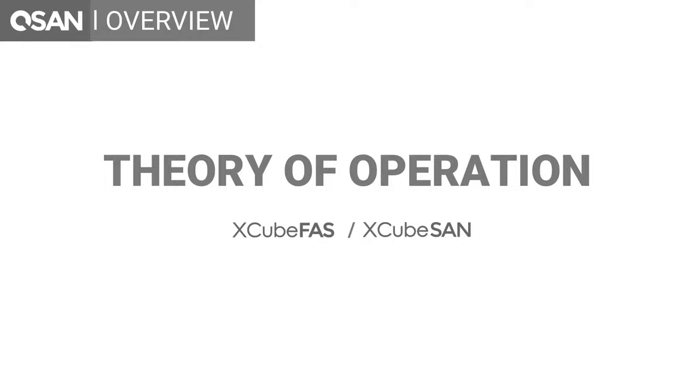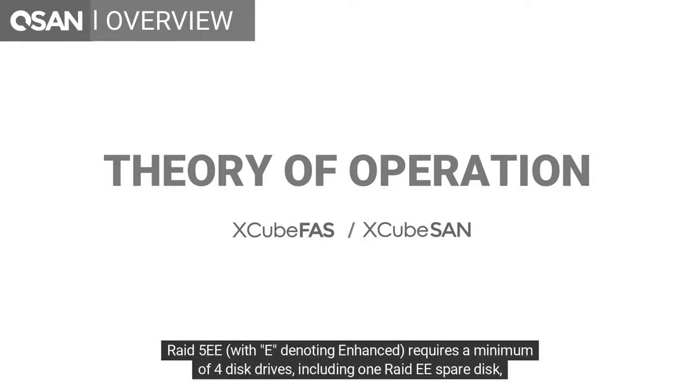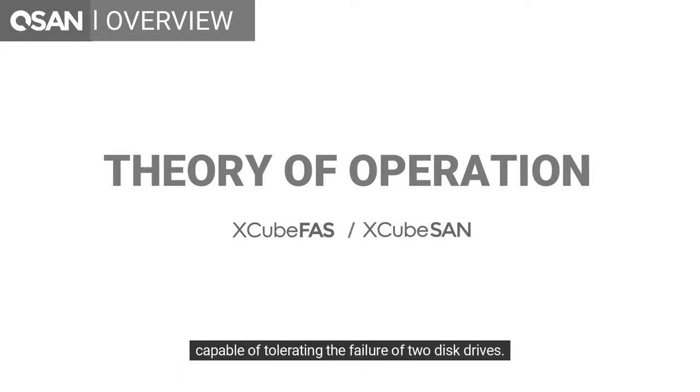RAID-E offers 4 new RAID levels. RAID 5E, with E denoting enhanced, requires a minimum of 4 disk drives, including 1 RAID-E spare disk, capable of tolerating the failure of 2 disk drives. Adding more RAID-E spares increases fault tolerance. RAID 6E requires a minimum of 5 disk drives. RAID 50E requires a minimum of 7 drives. RAID 60E requires a minimum of 9 drives.